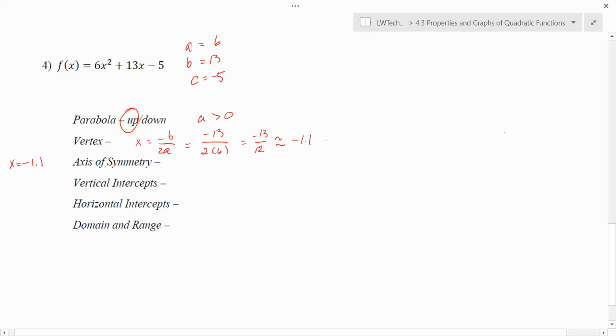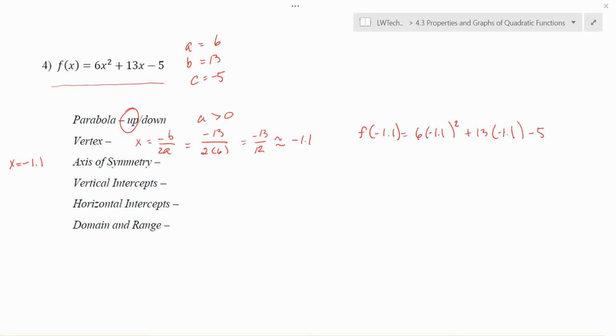Now, if we want to find the vertex, that only gives us the x-coordinate. So if we really want to pin it down on our graph, we have to find the y-coordinate. So we are going to find f of negative 1.1. So we put that in our equation. Again, back to the original problem, we're just using this very specific negative 1.1 value for x. So I have 6 times negative 1.1 squared plus 13 times negative 1.1 minus 5. Well, that looks pretty complicated for me, so let me pull up my calculator here and see what we get.